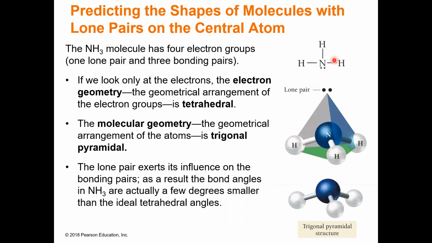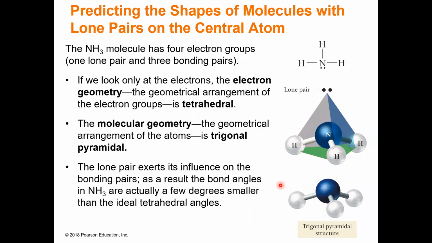But in the case of NH3, when we draw the Lewis structure, we still have 1, 2, 3, 4 electron domains. So the electron domain geometry is still going to be tetrahedral. But when we ignore the contribution to the shape that's coming from the electron pair and only look at the shape that's coming from our bonding domains, we call that trigonal pyramidal because it's a three-sided pyramid.